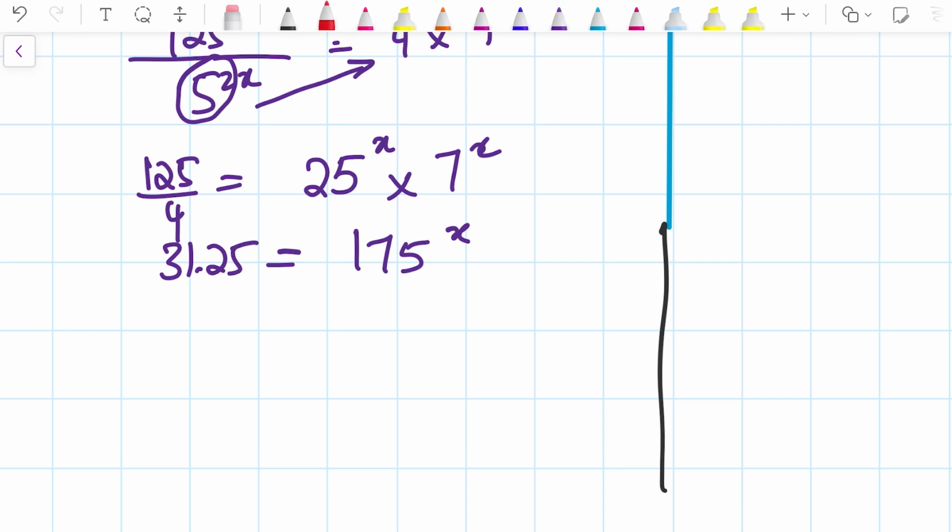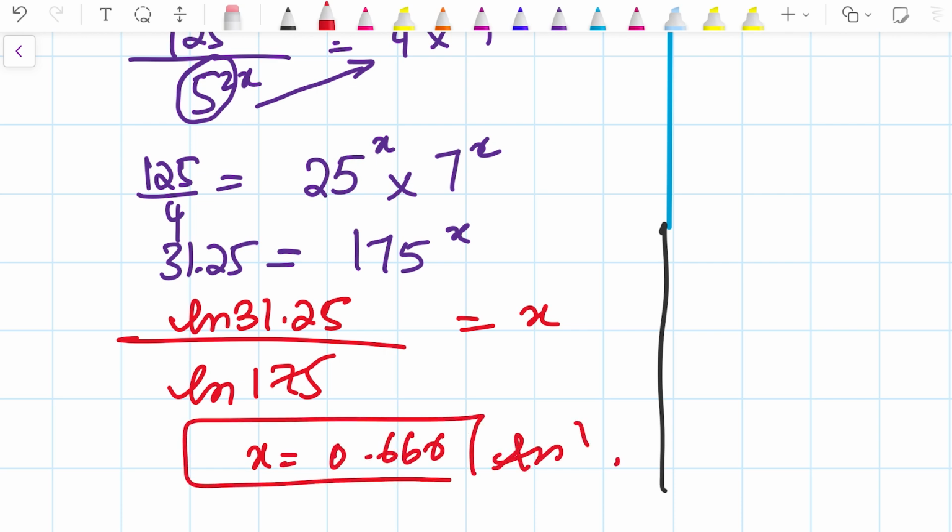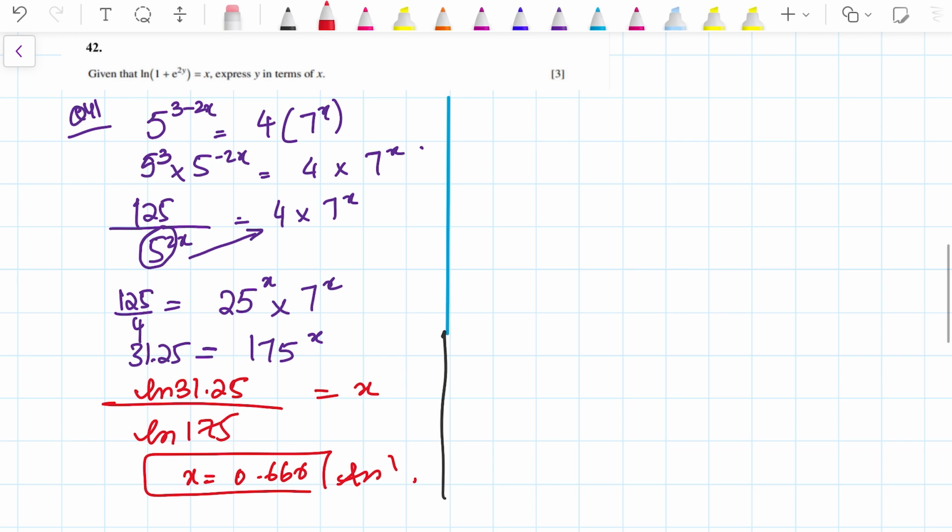Once again, I will apply ln on both sides. ln 31.25 divided by ln 175. I skip a step. You can also do that, it doesn't really matter, as long as you have a good grip on the concepts. Divided by ln 175 gives me x equals 0.666 to 3 decimal places as my answer. If you have any questions or you don't get anything, you can always discuss.